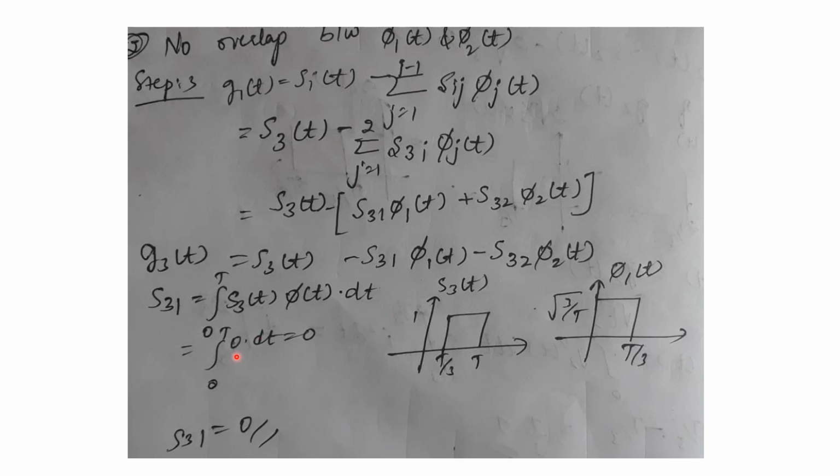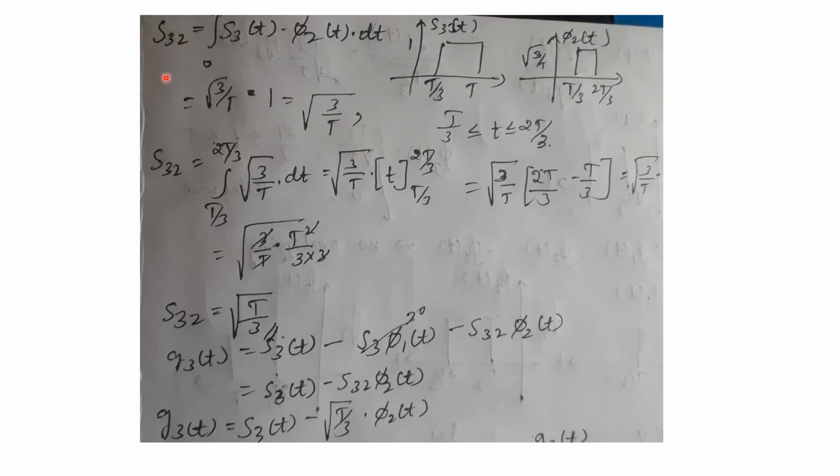We are substituting s3 of t as 0. The integral of 0 to T of 0 into dt is equal to 0. Now s31 is equal to 0. We have plotted the graphs here. We have to find s32, the integral of 0 to T of s3 of t into phi 2 of t dt.